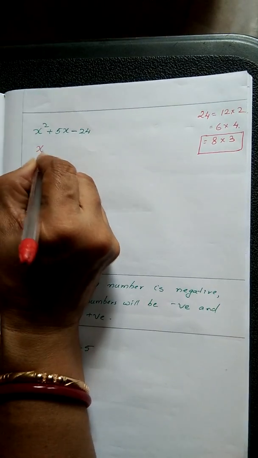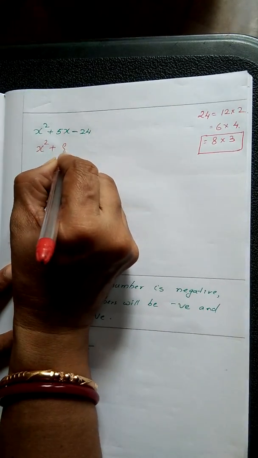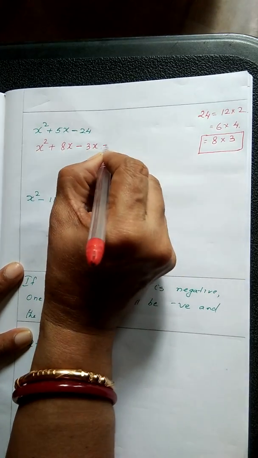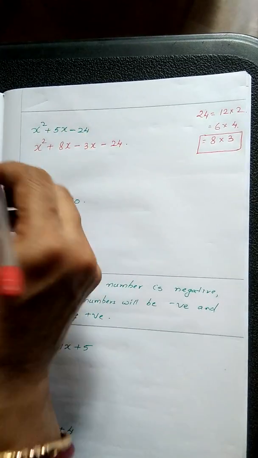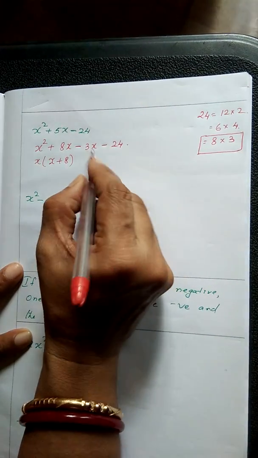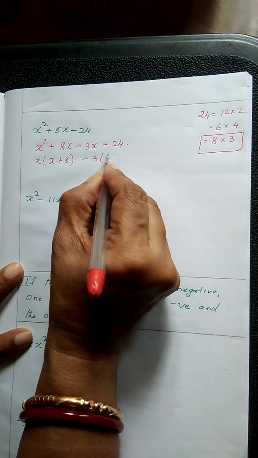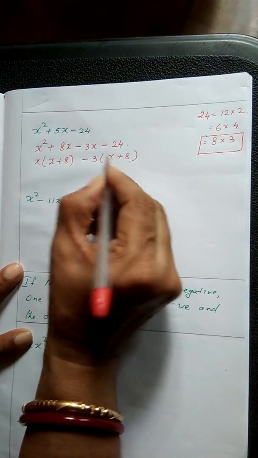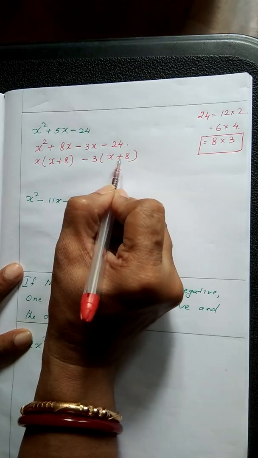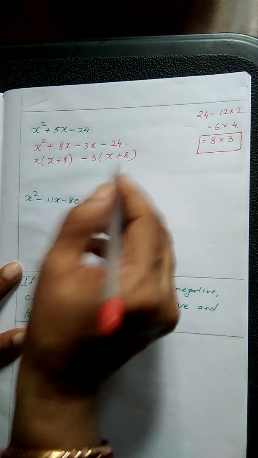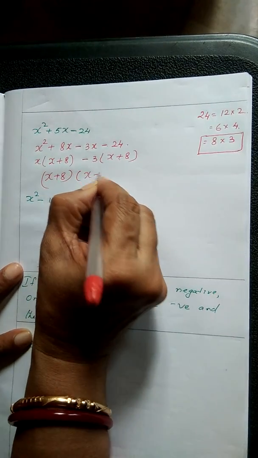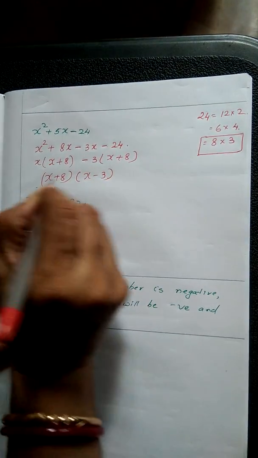So we will write this as x squared plus 8x minus 3x minus 24. Now we will write this as x into x plus 8, now minus 3 into x plus 8. So minus 3 has been taken out, so this is minus 24: minus into plus is minus. Now we have x plus 8 as a common factor: x plus 8 into x minus 3.